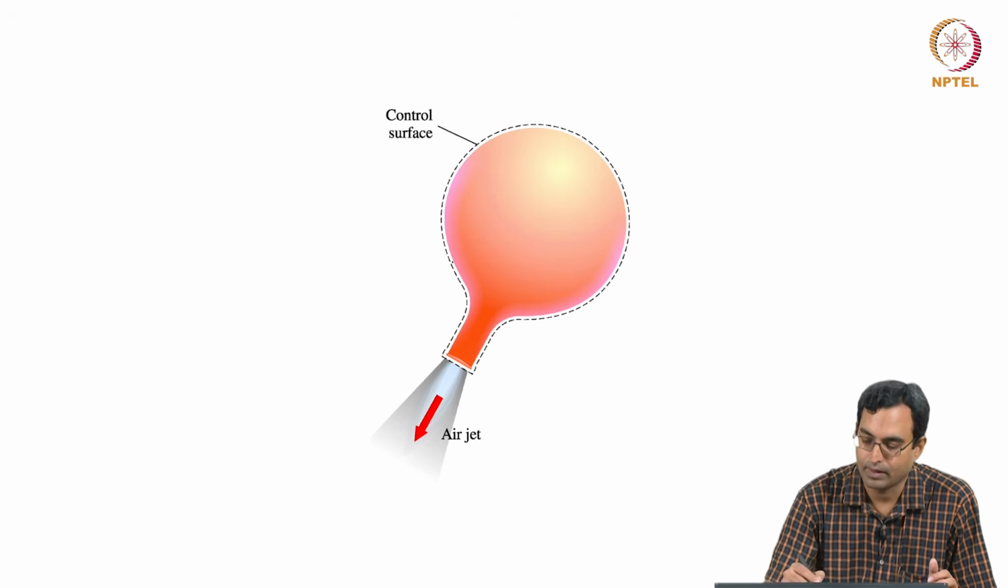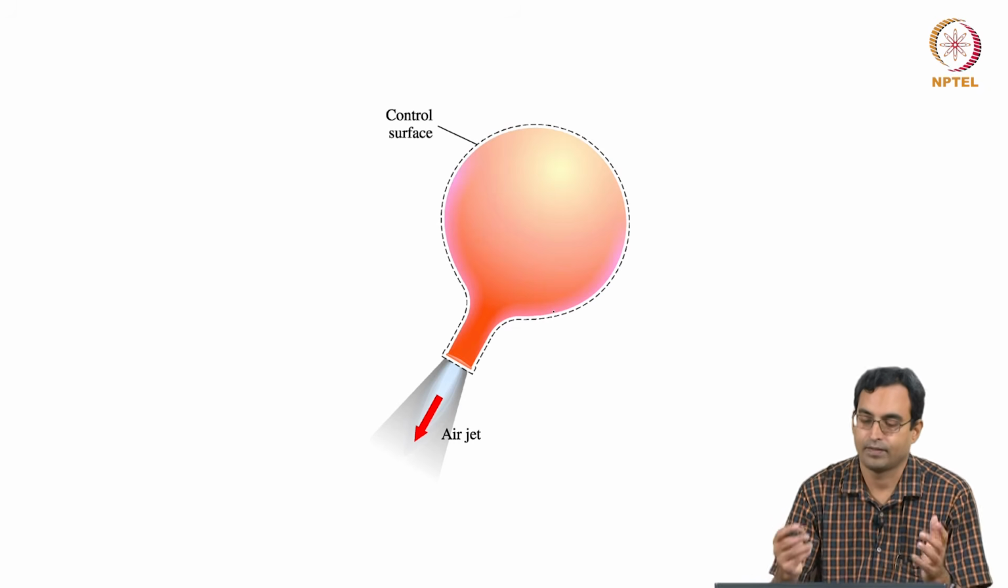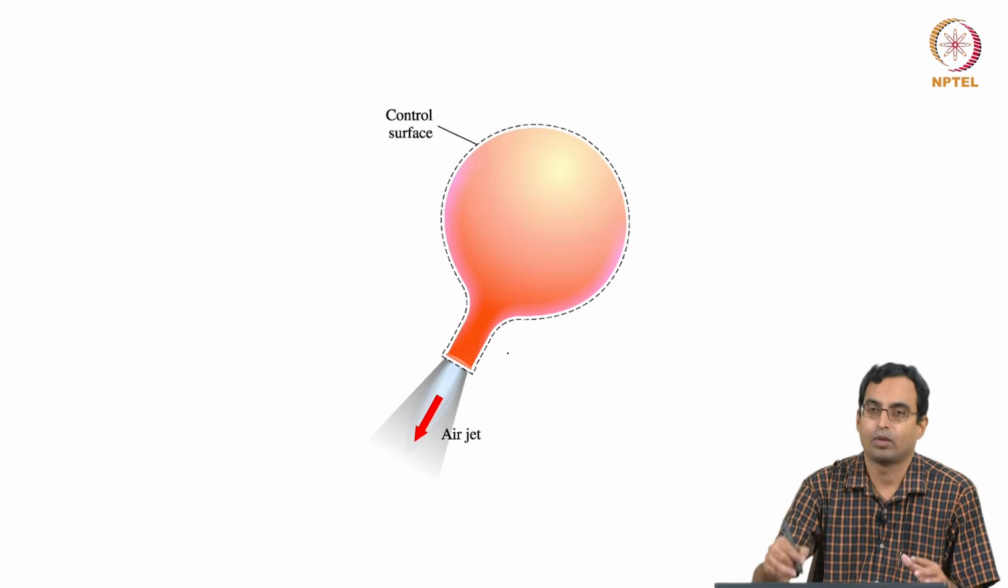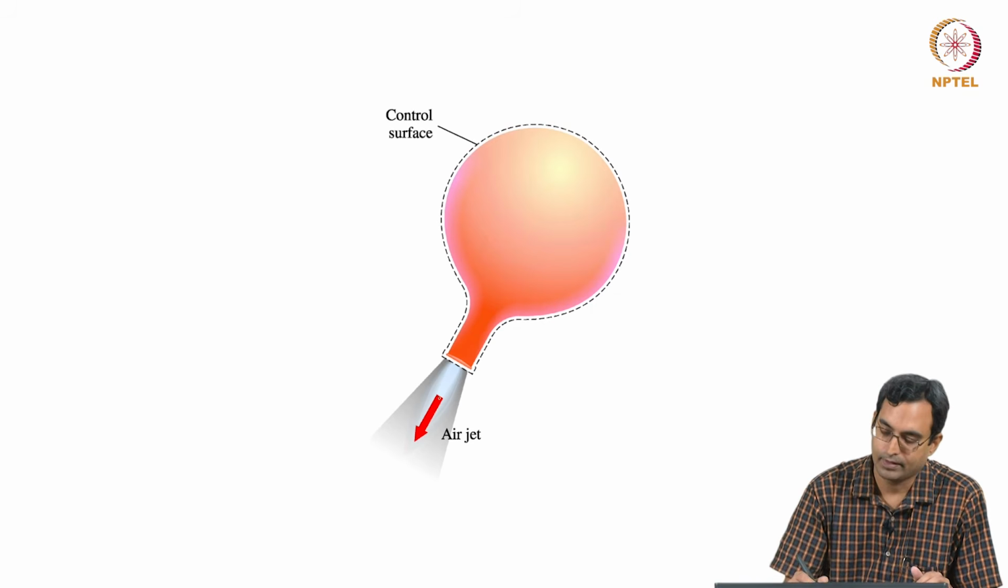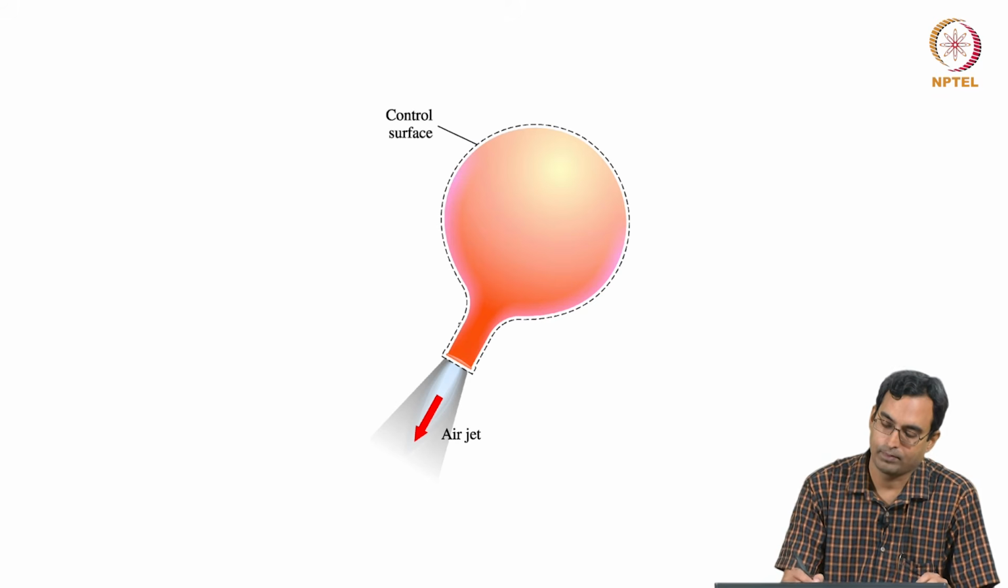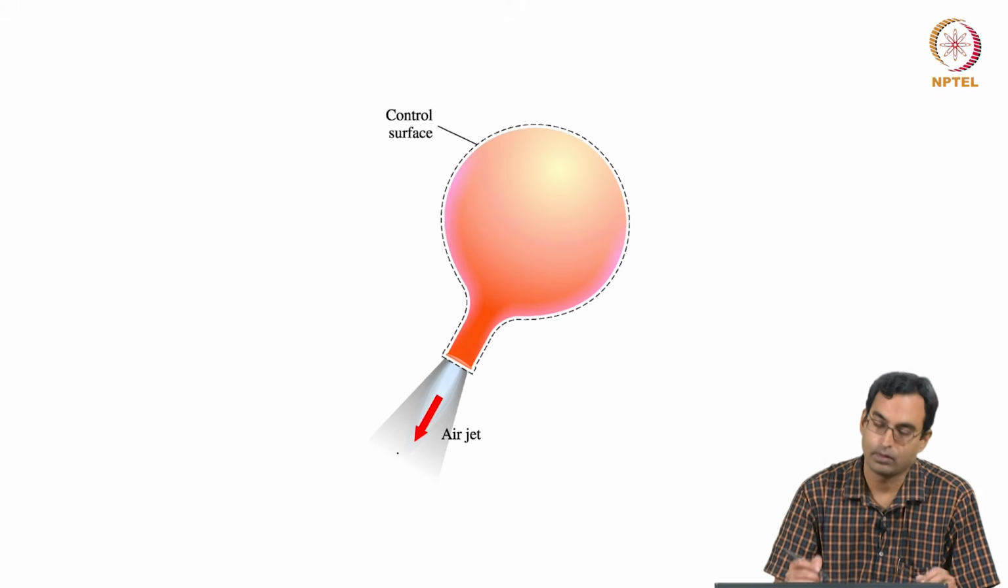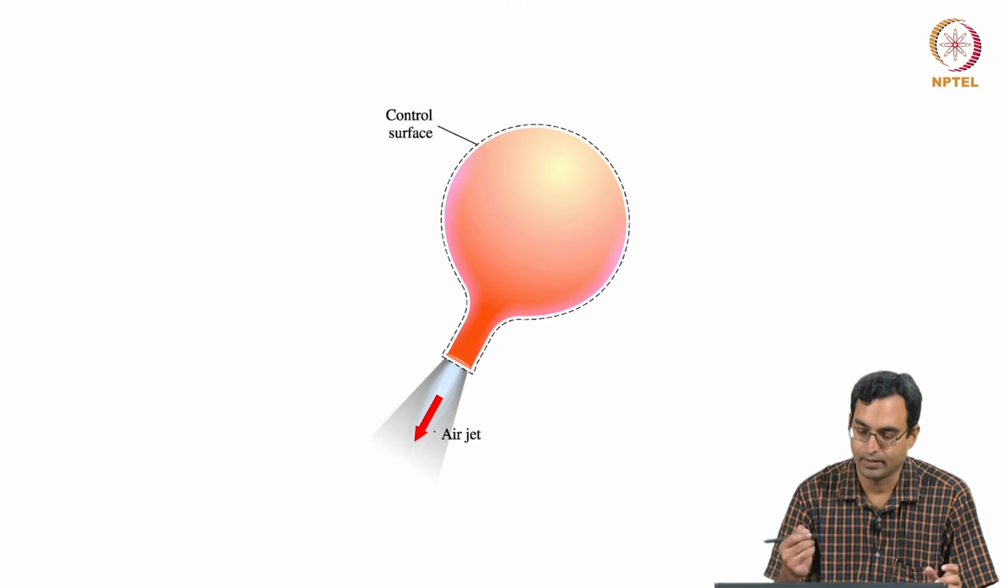So, this is, for example, a balloon. The surface is the surface of the balloon, the volume is the volume inside the surface, and in this case we are seeing a balloon where the neck has been released, the air inside is going out. So, there is transfer of mass in the form of an air jet.